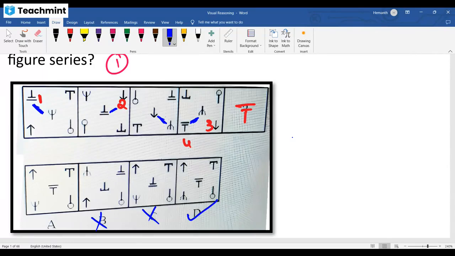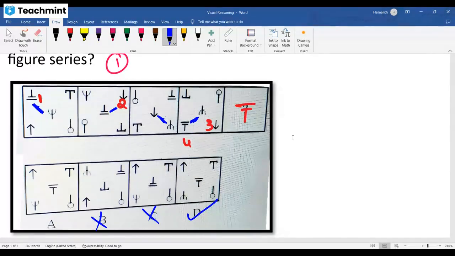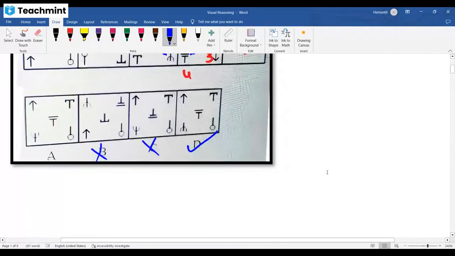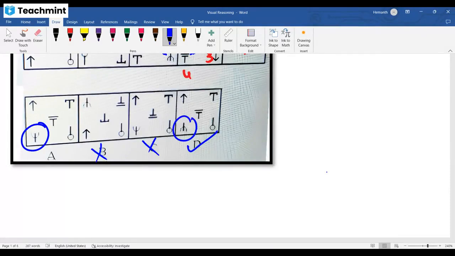The symbol should be as it is, it seems. D is the suitable answer. In series, they are involving all these concepts, so we need to be very careful. It looks like D only is suitable. In that bottom left, we need to worry about those two symbols.